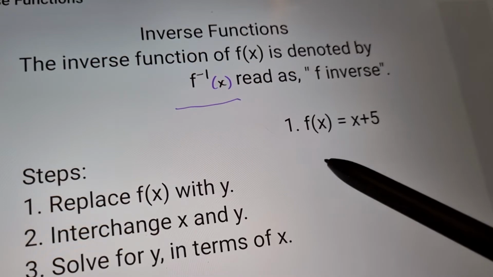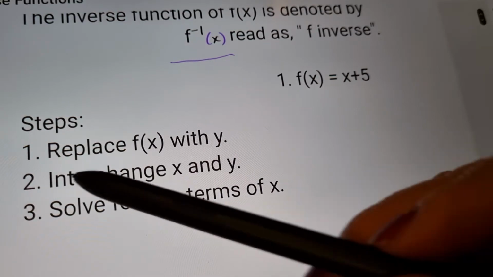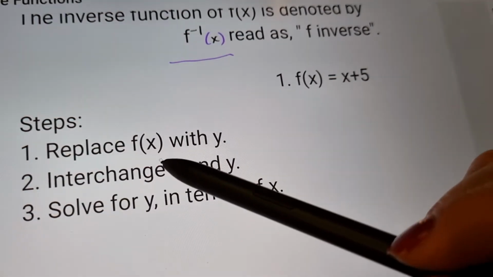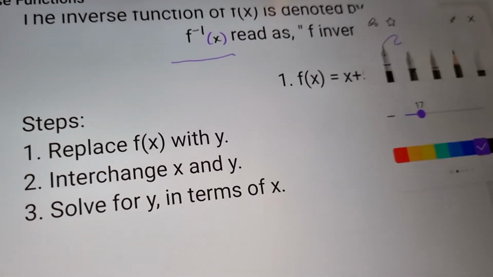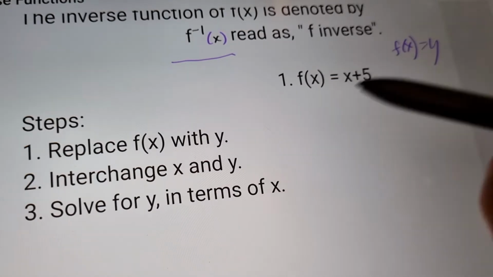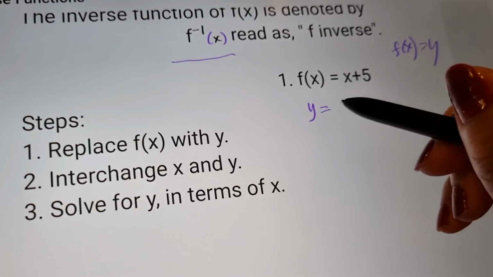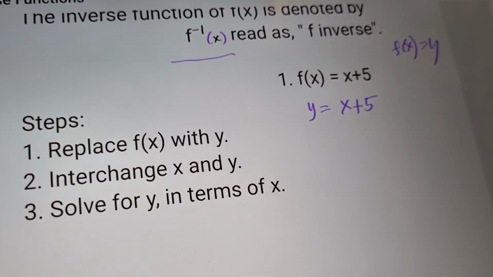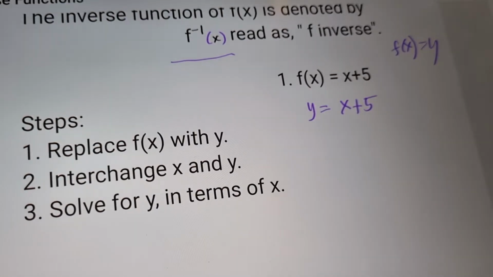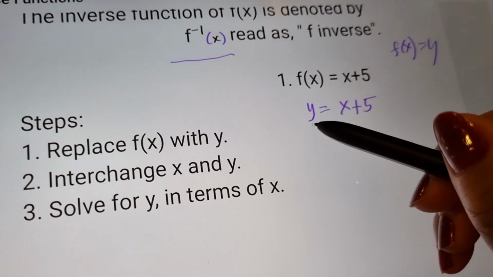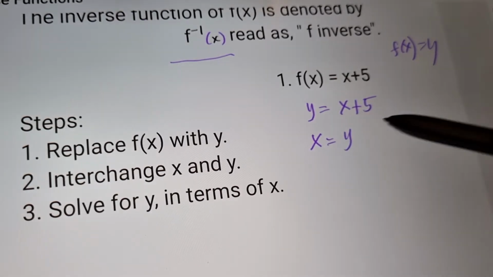So I have here the function f of x is equal to x plus 5. Now, here are the steps. First, you need to replace f of x with y. We know that f of x is equal to y, right? So first step, we are just going to replace f of x with y. So we have y is equal to x plus 5. Then next, interchange x and y. So instead of writing y, you're going to write x. Instead of x, you need to write y. Then plus 5.